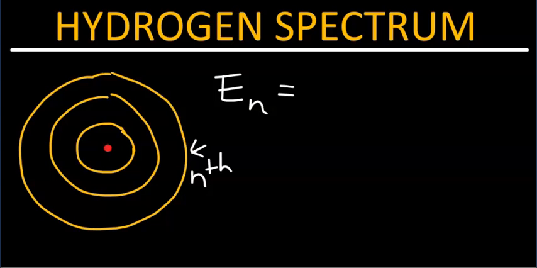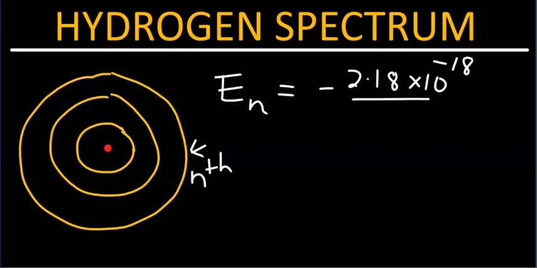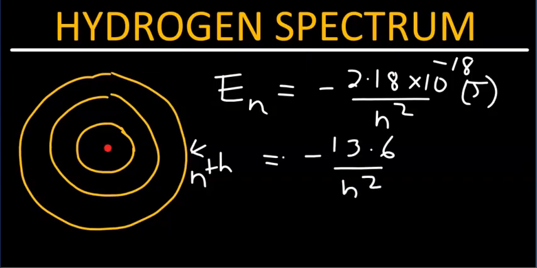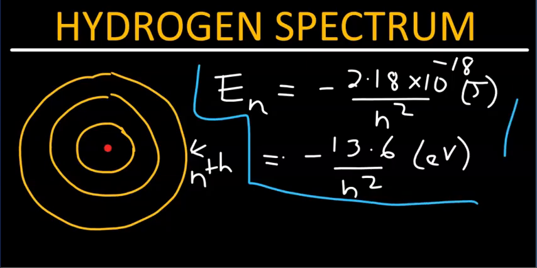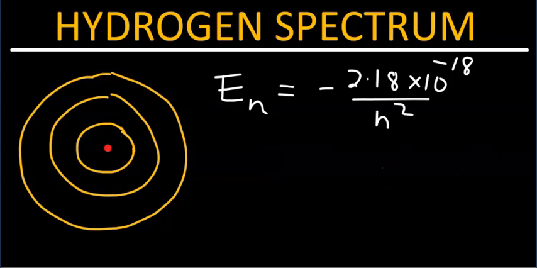following equation. It's minus 2.18 times 10 to the power minus 18 over n squared in joules, or in electron volts it is just minus 13.6 over n squared. So in this video we will show how to use these results to determine the hydrogen spectrum. So let's go back to this schematic diagram.